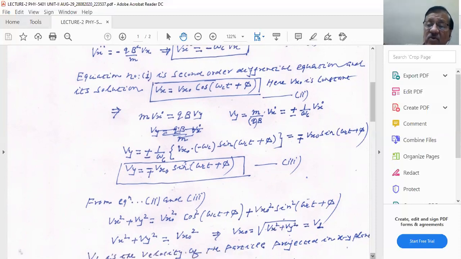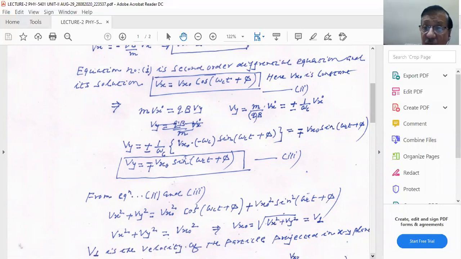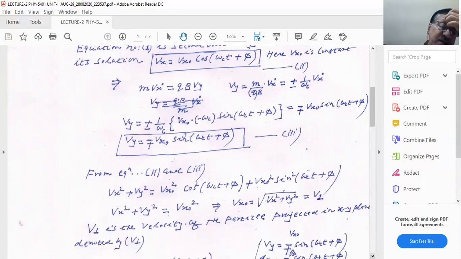Vx and Vy are basically the x component and y component of the particle velocity, and they are perpendicular to the applied magnetic field. These particle velocity components are the perpendicular components, not transverse components. So here I define the square root of Vx square plus Vy square as V perpendicular. Look at this. V perpendicular is the velocity of the particle projected in the xy plane.